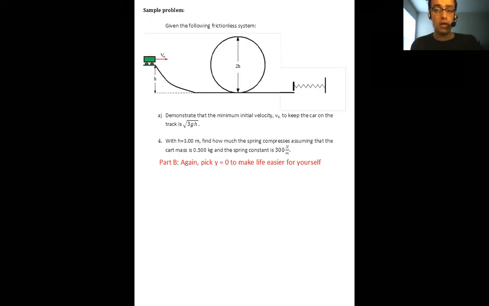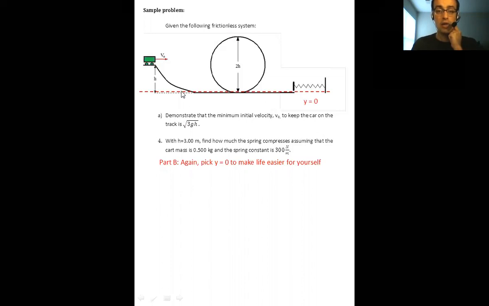Furthermore, and this is a very strange concept, you can actually have a negative gravitational potential energy. In other words, you've dug a hole and you need to do work to get that particular object out of that hole. That's an example of negative potential energy. However, I don't like dealing with negative potential energy, so I try to define y equals 0 to make life easier for myself.